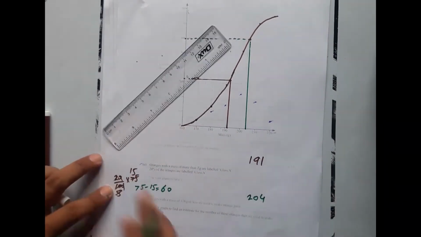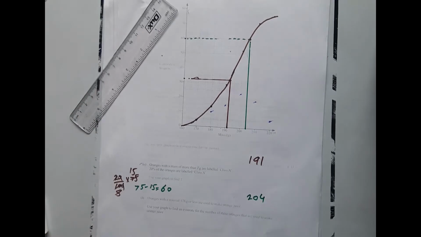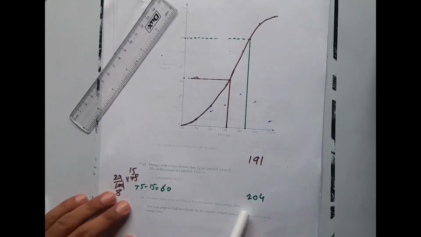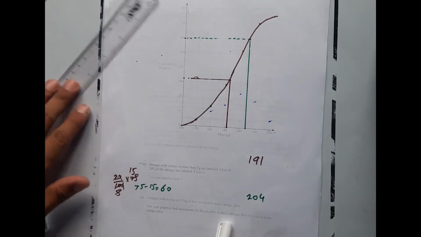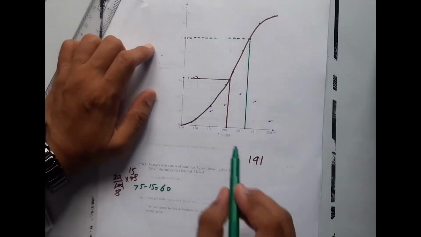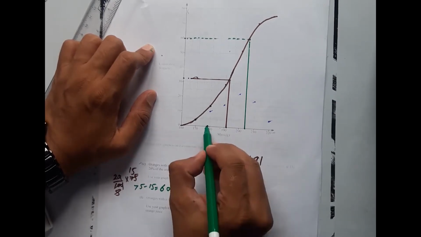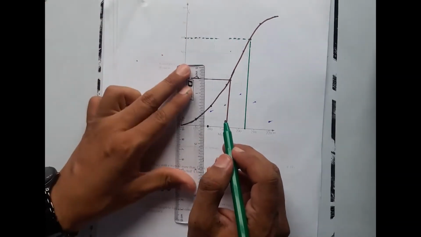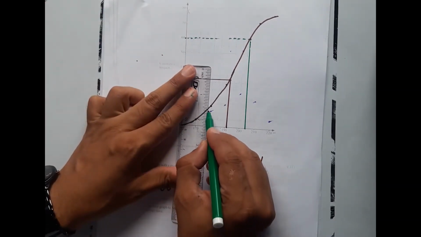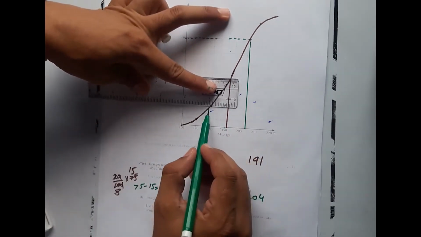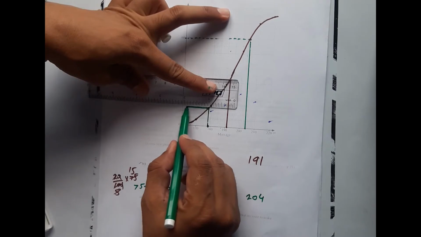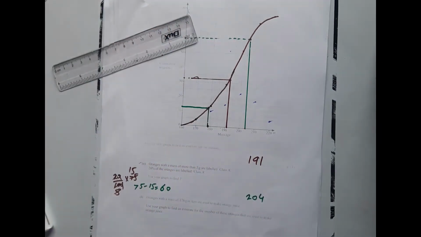Then oranges with a mass of 178 grams or less are used to make orange juice. Use the graph to estimate the number of oranges that are used. Now we have to find 178. Here is 180, so 178 will be here. We will make a line at 178 and join it with the curve. This is approximately 13 or 14. Okay, this is equal to 13.